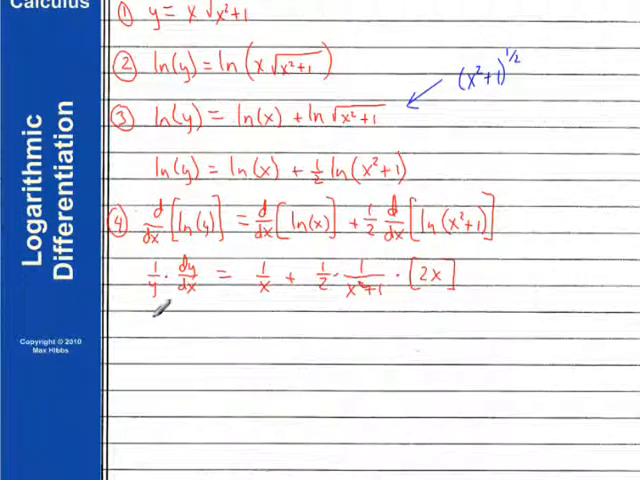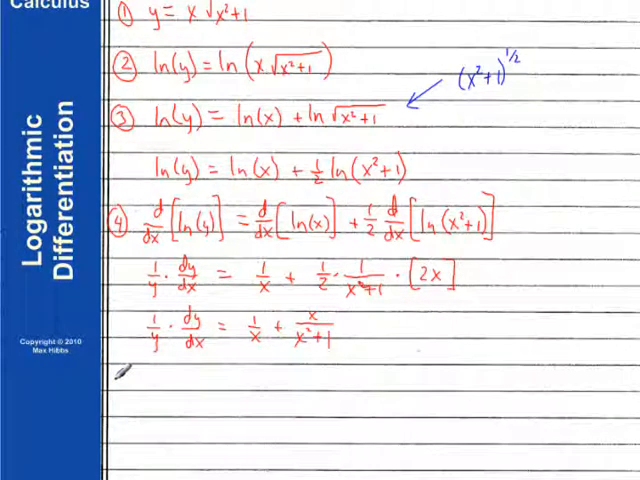So we have 1 over y times dy dx is equal to 1 over x. And let's see what we have here. We have this 1/2 times this 2x, which just leaves x, and so we'd have x times this fraction. So we end up with x in the numerator, and the denominator, of course, is x squared plus 1. That's simplifying this portion.